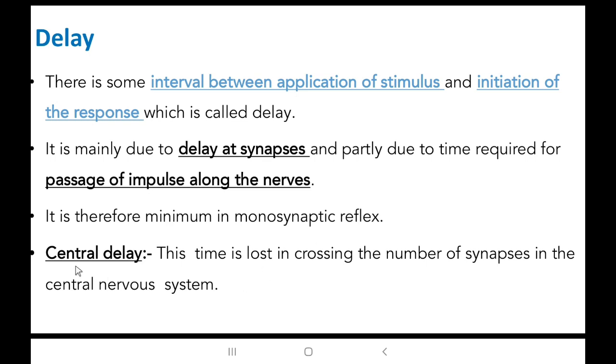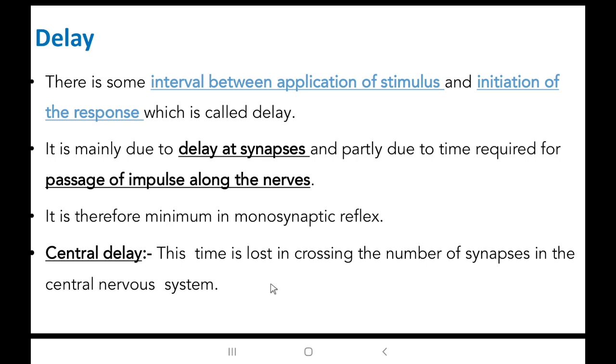There is another term sometimes asked, that is, what is central delay? Central delay is nothing but the time lost in crossing the synapses in the central nervous system only. In the central nervous system, in the spinal cord, whatever time is lost in crossing the synapses of the central nervous system is called central delay.